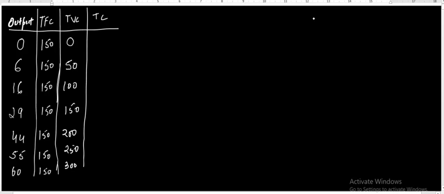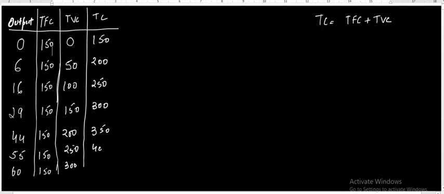Now I know that the total cost is equal to total fixed cost plus total variable cost. So I will add them up to get the total cost. So in this case it is going to be 150, here it is going to be 200, here it is going to be 250, here it is going to be 300, here it is going to be 350, here it is going to be 400, and here it is going to be 450.